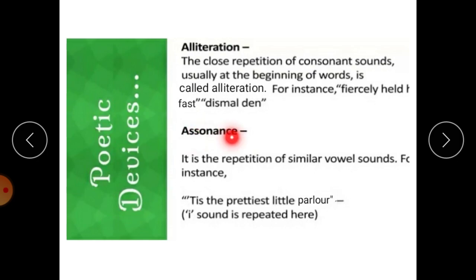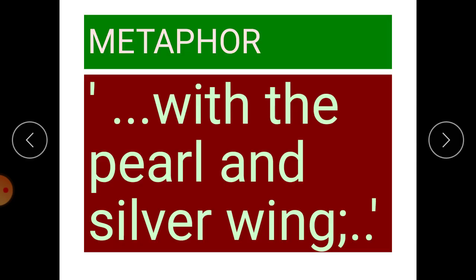Next, assonance. Assonance is the repetition of similar vowel sound. So, assonance is just the opposite of alliteration. In alliteration, there is a repetition of consonant sound, and in assonance, the repetition of vowel sound. So, the example from the poem is, "'Tis the prettiest little parlor," where the I sound is repeated. "'Tis prettiest little." So, continuous repetition of the I sound.